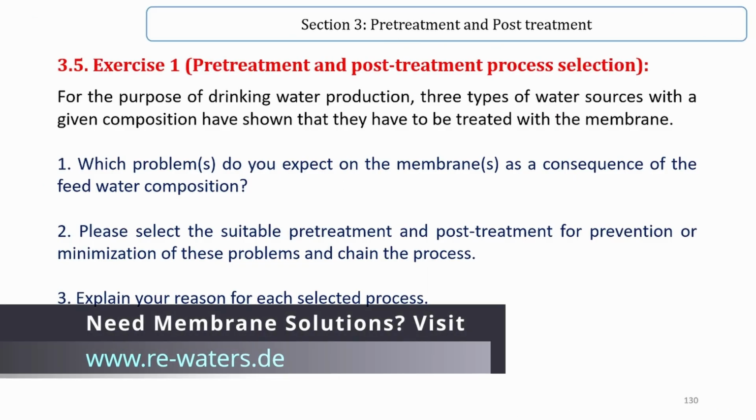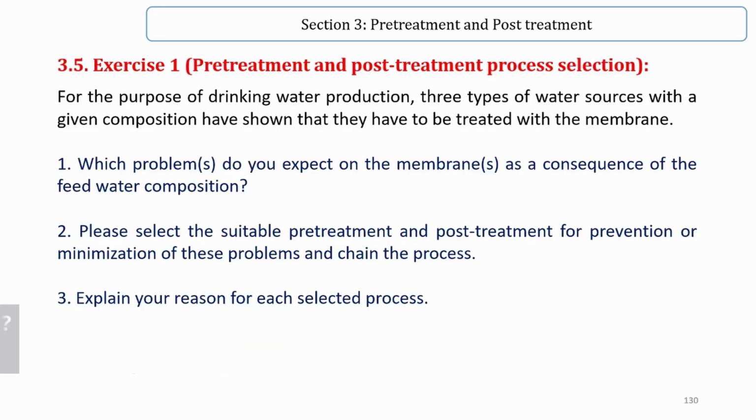In the first exercise, for the purpose of drinking water production, three types of water sources with a given composition have shown that they have to be treated with the membrane. At first, which problems do you expect on the membranes as a consequence of the feedwater composition? Second, select the suitable pre-treatment and post-treatment for the prevention or minimization of these problems and change the process. And third, explain your reason for each selected process.